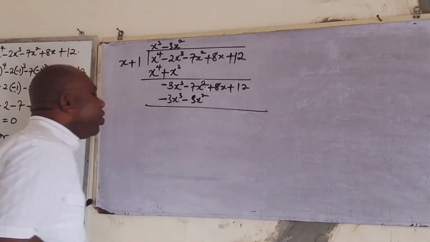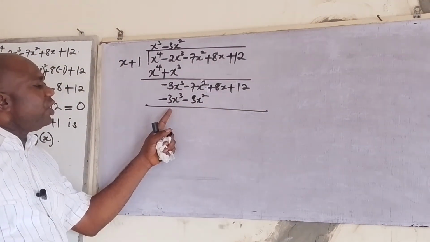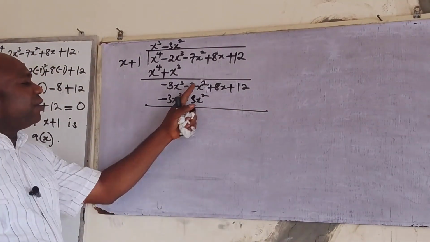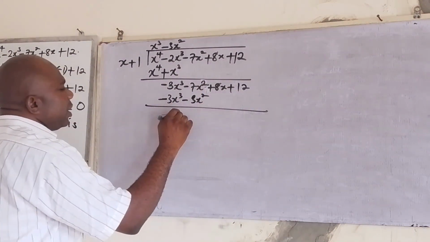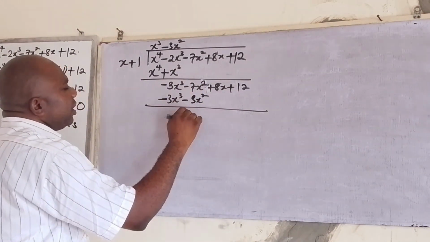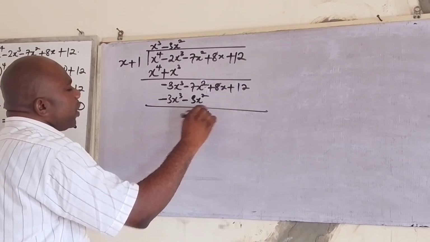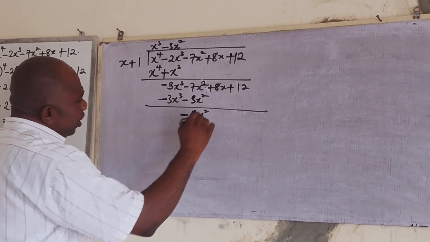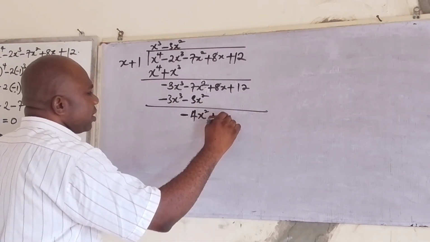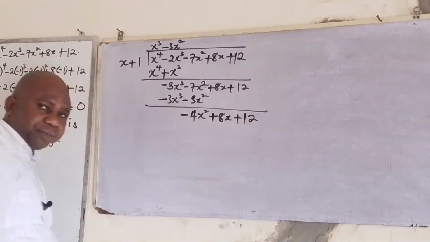Now the whole of this will be this minus this, gone. We have minus 7x squared minus 3x squared. That will be minus 7 plus 3. That will be minus 4x squared. Yes, minus 7x squared plus 3x squared. Then here we have plus 8x. We have plus 12 here.